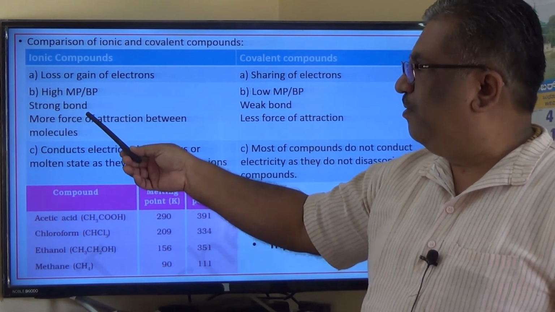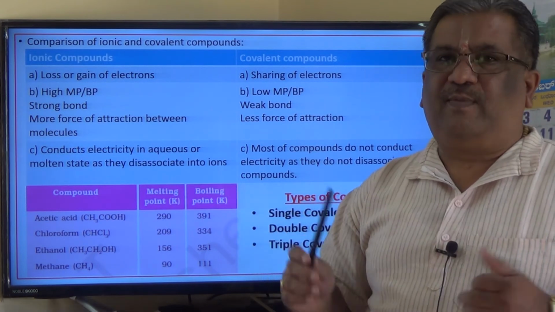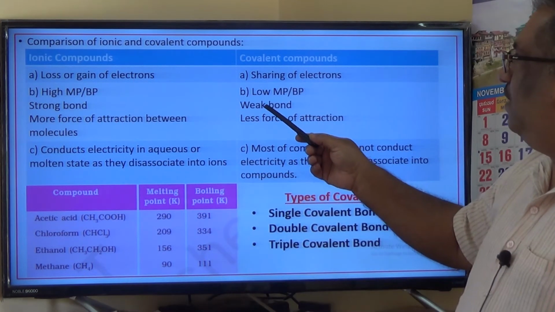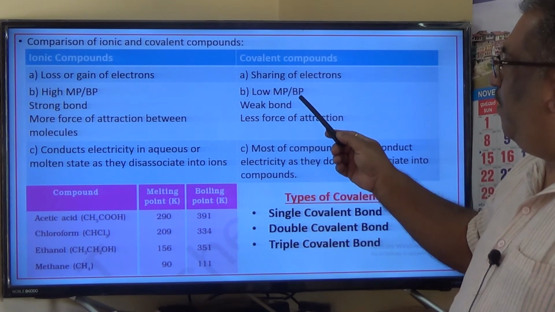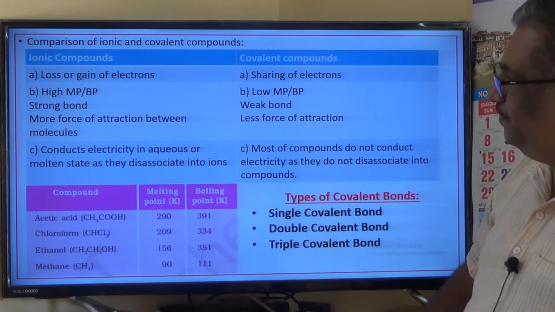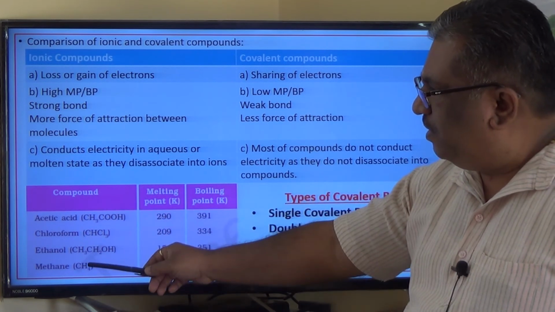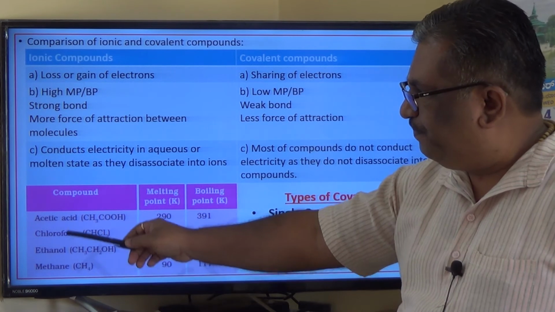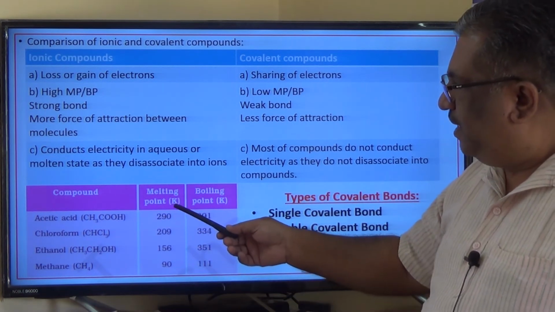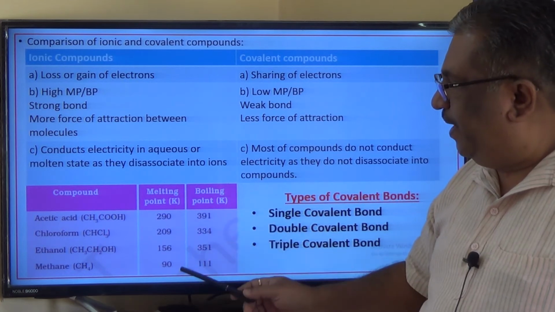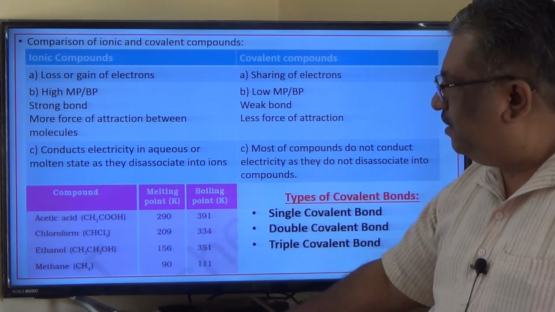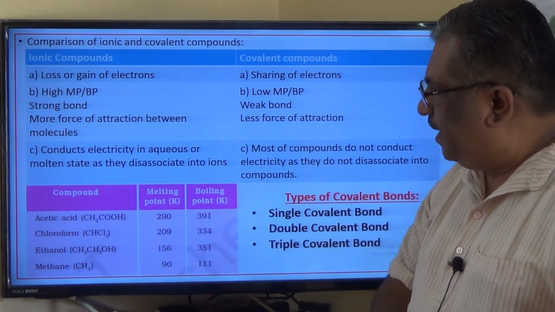What is the reason? They have a strong bond and there is more force of attraction between the atoms or molecules. Hence, ionic compounds have higher melting and boiling points, whereas covalent compounds generally have low melting and boiling points, because of weak bonds and less force of attraction. If you look at some of the covalent compounds given here, acetic acid, chloroform, ethanol, methane, all these are covalent compounds. What are their melting and boiling points? The units are Kelvin: 290, 391, 209, 334, 156, 351. If you look at the melting point here, this is 290 Kelvin.